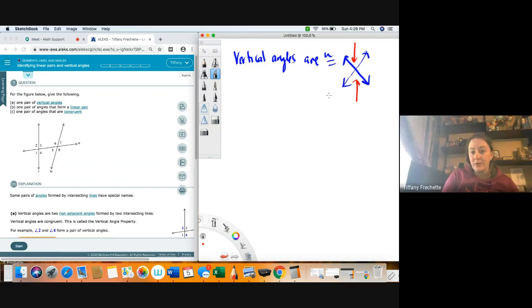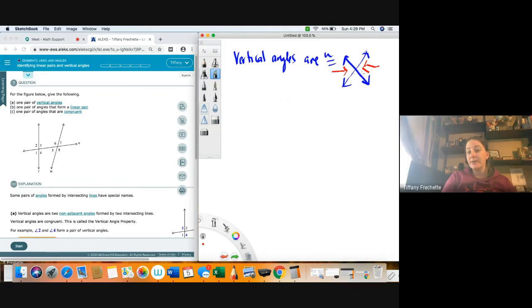And do they have to be vertical like this, meaning straight up and down? No. Vertical angles can also be these two. The main thing is you're going to cross the vertex here to get to them. So you can go across the vertex from side to side, or from top to bottom. So it's actually vertical, it's just a name. Vertical angles don't mean they have to be vertical. But vertical angles are always congruent.